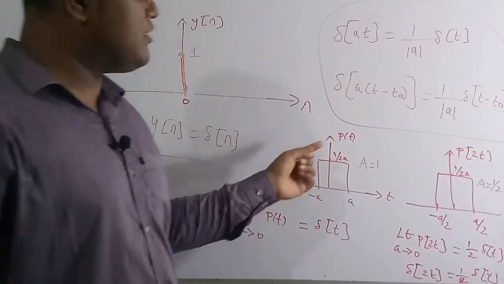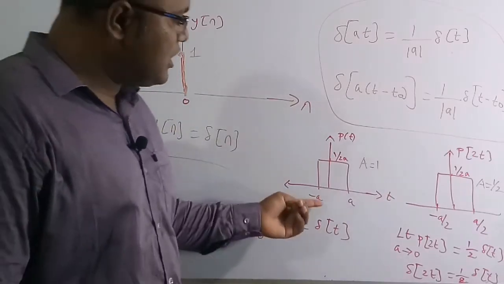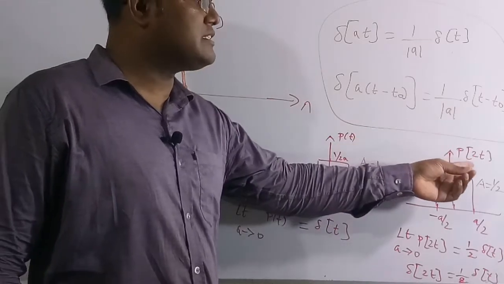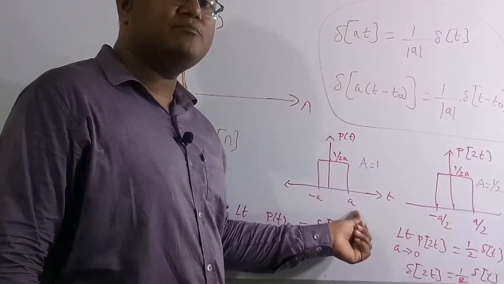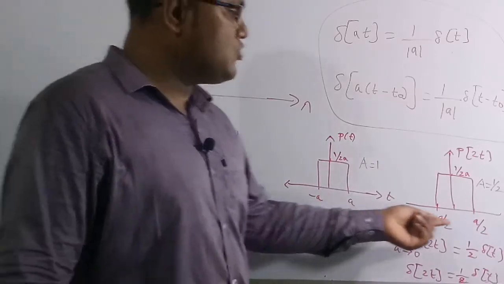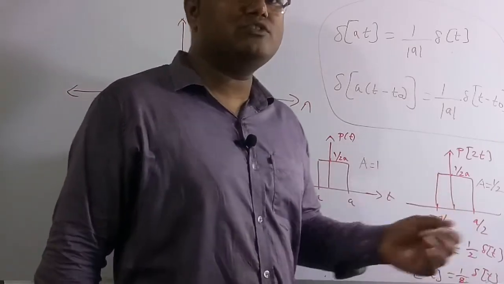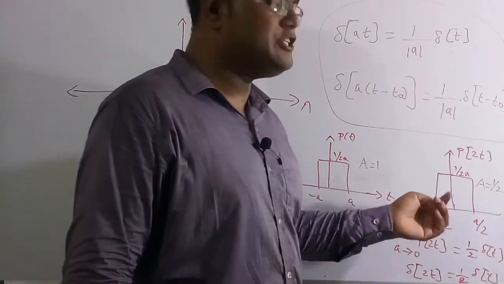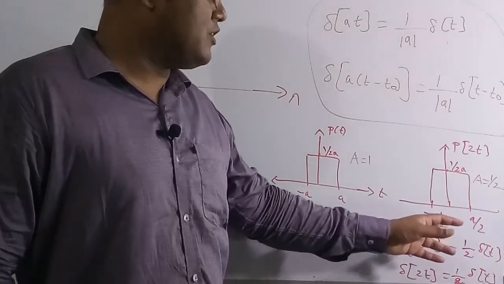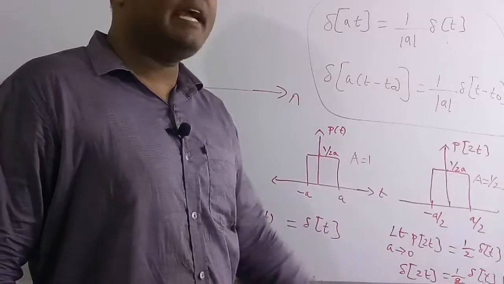For this phi of t, now I am going to do a small scaling operation, phi of 2t. For phi of 2t, the width is going to decrease. The scaling is 2, so we have to divide the edges by 2, giving a by 2 and minus a by 2. Now the width is only a and the height is 1 by 2a. If you multiply length into breadth, a into 1 by 2a is nothing but 1 by 2, so the area is equal to half.